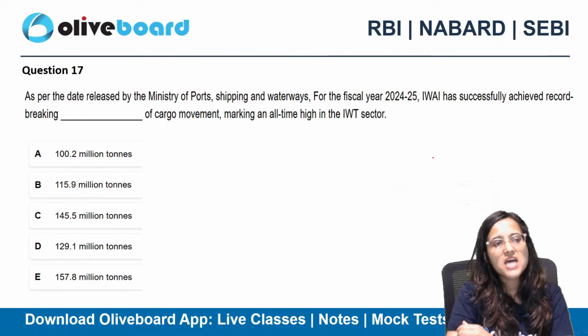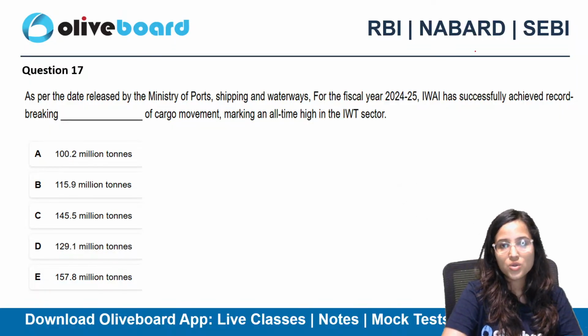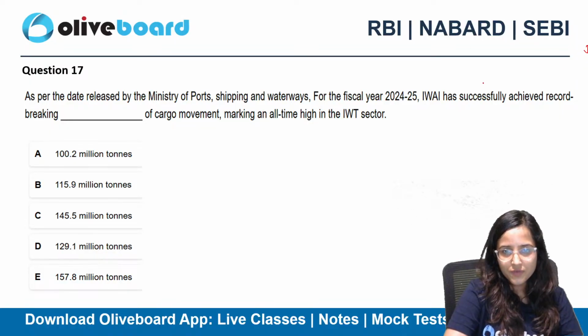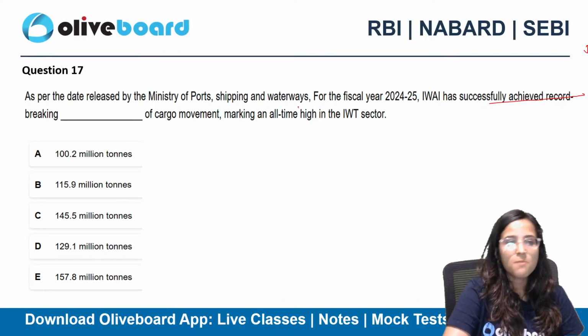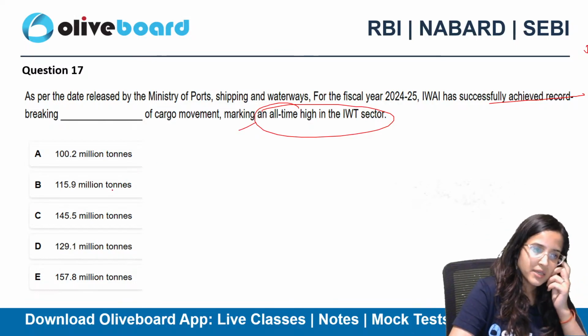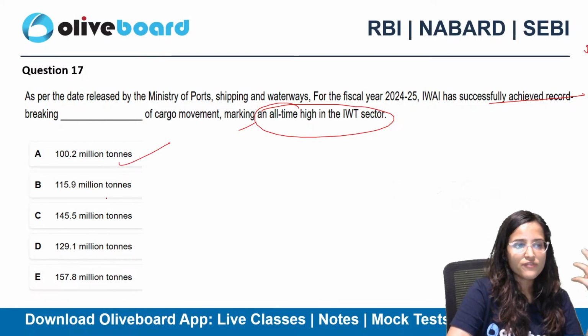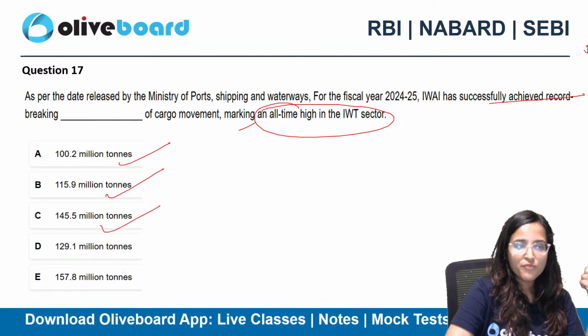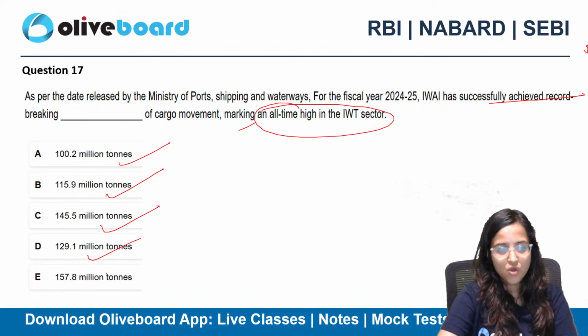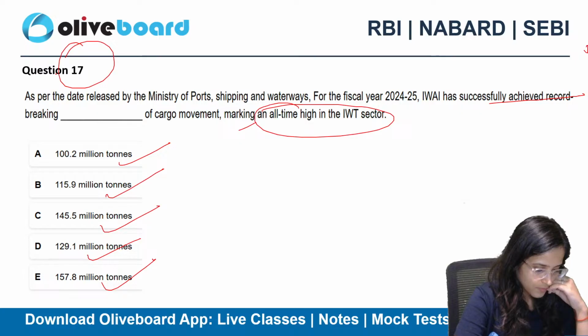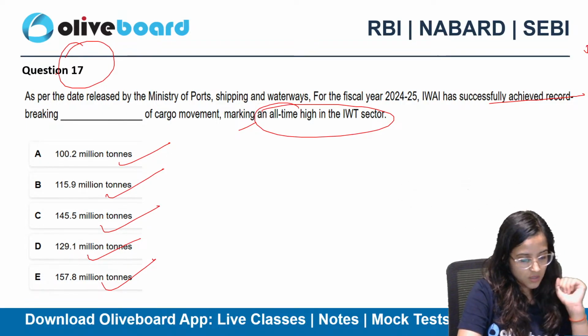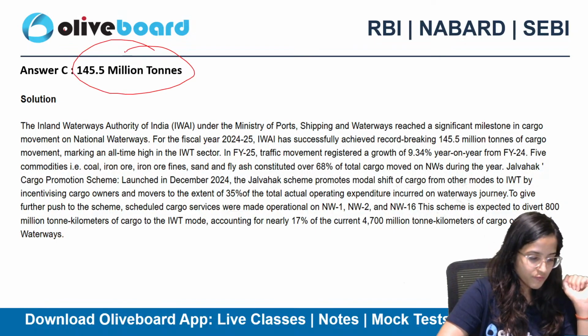As per the data released by the Ministry of Ports, Shipping and Waterways, for the fiscal year 24-25, IWAI has successfully achieved a record-breaking cargo movement, marking an all-time high in the IWT sector. 100.2 million tons, 115.9 million tons, 145.5 million tons, 129.1 million tons, or 157.8 million tons. What is the answer to question number 17? So the answer is 145.5 million tons.